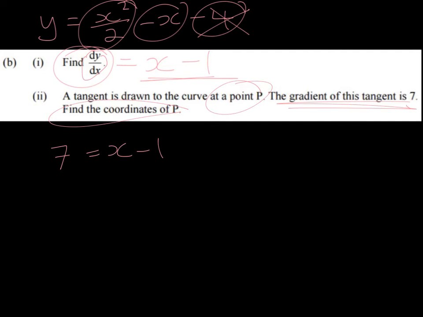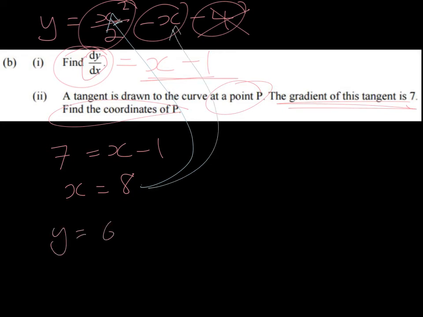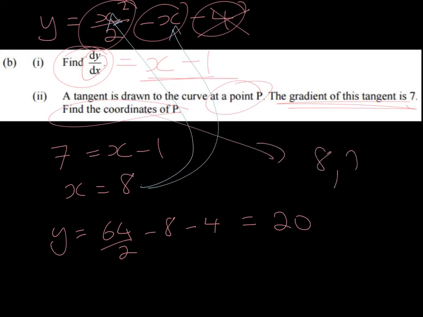So we can establish that the tangent will be 7 when the value of x is equal to 8. And then we can use that to establish y by just taking this value of 8 and substituting it into this equation here. So we can say that y is going to be 64 over 2 minus 8 minus 4. And if we do that, we're going to end up with a value of 20. So the coordinates of the point P are going to be 8, 20.